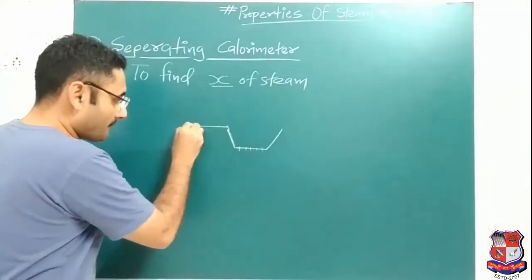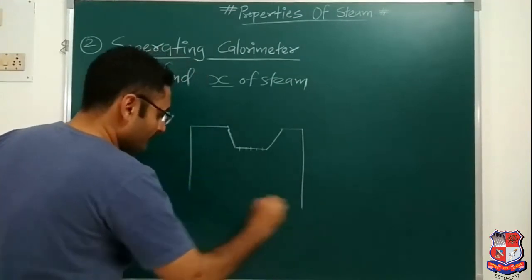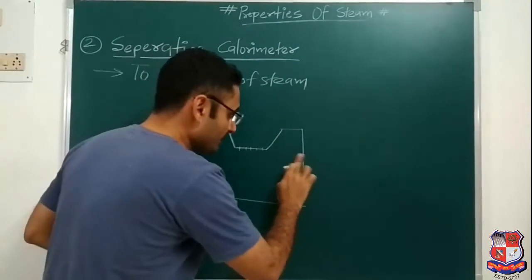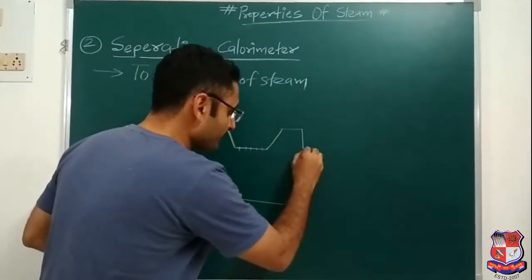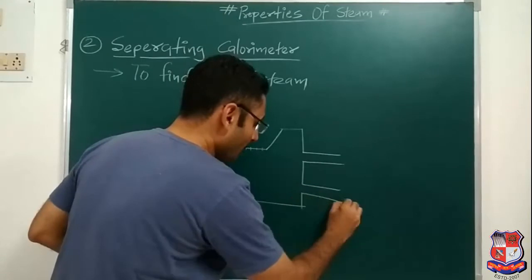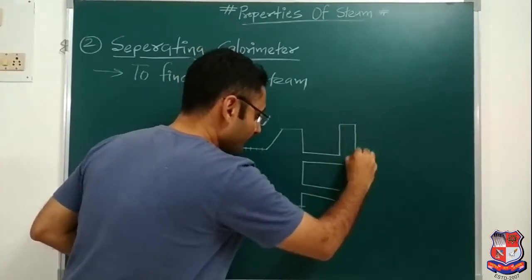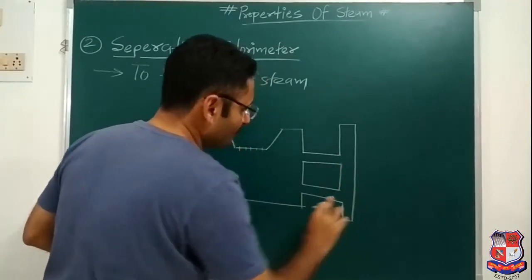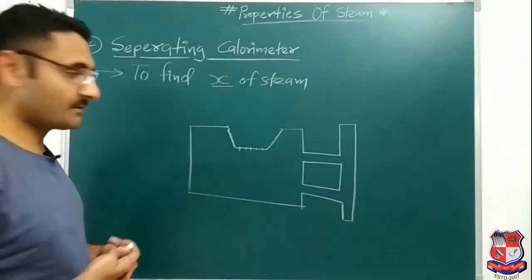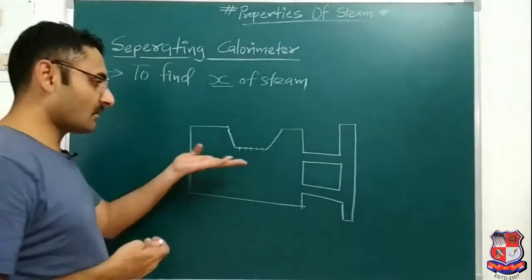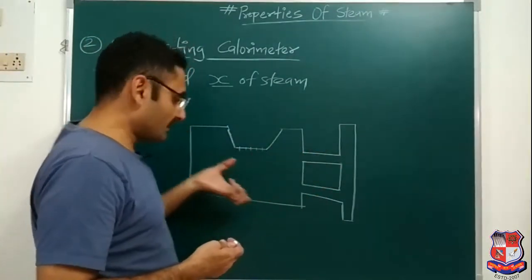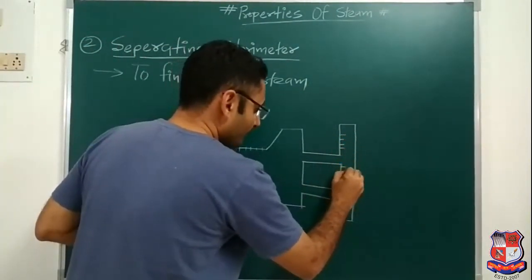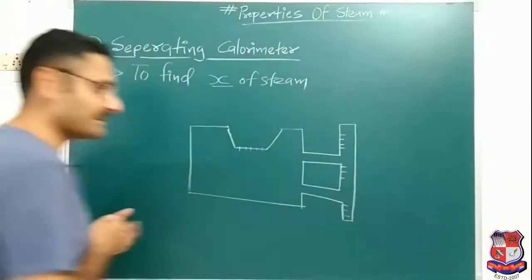Now after that, over here we will draw one calorimeter. That separating calorimeter is connected with one water level indicator. You know very well that the water level indicator is used to find the level of the water present in the separating calorimeter. Over here certain markings are there. So this type of water level indicator is present.